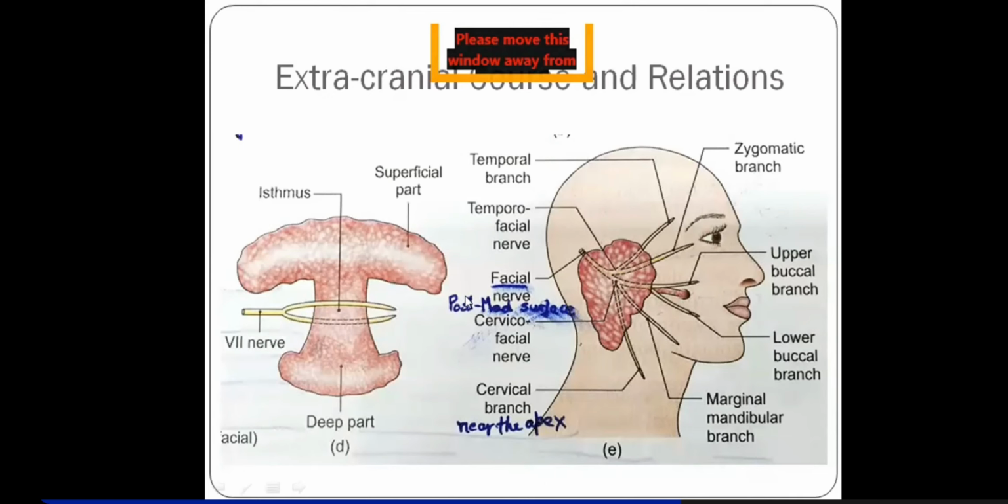Extracranial course and relations, as I told you, when it enters the parotid gland, remember, this parotid gland has a superficial bigger part and a deeper smaller part. Both of them are connected by an isthmus. And when the facial nerve enters the parotid gland, it splits into two branches, temporofacial and cervicofacial divisions, crossing above and below the isthmus. And this plane is called Patey's faciovenous plane. Remember, this was important. This has to be taken care of while doing parotidectomy operations, because the facial nerve is embedded within this gland.